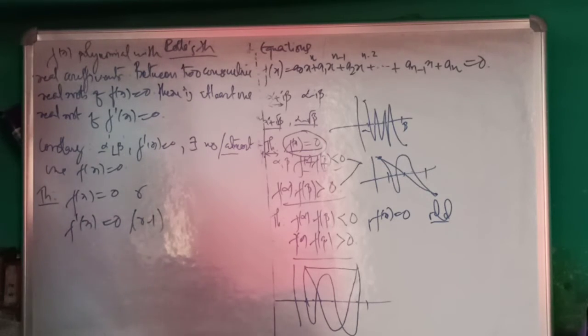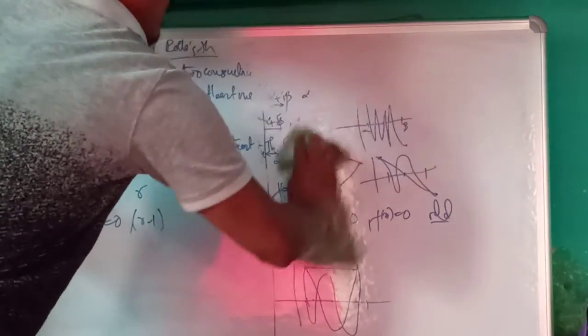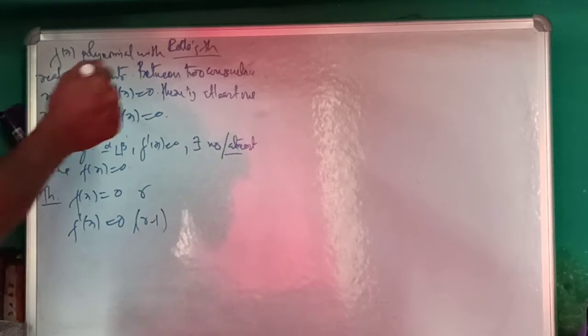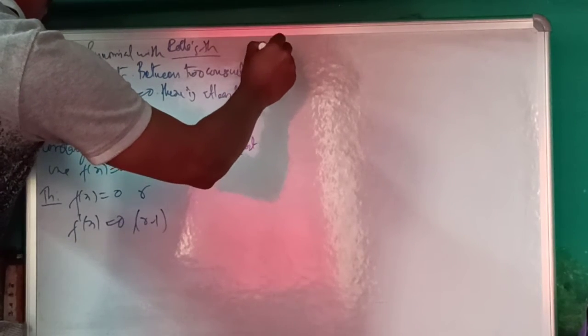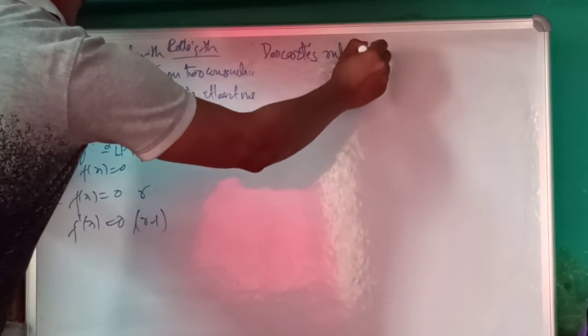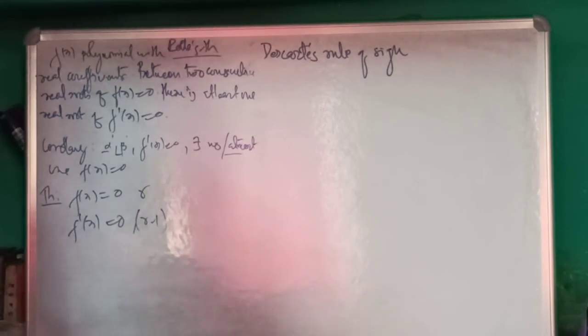Now, the important thing from this chapter is Descartes' rule of signs. Descartes' rule is easy. It gives the number of positive roots and the number of negative roots.